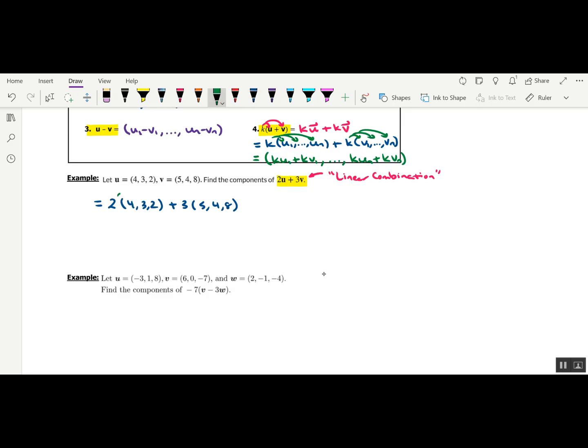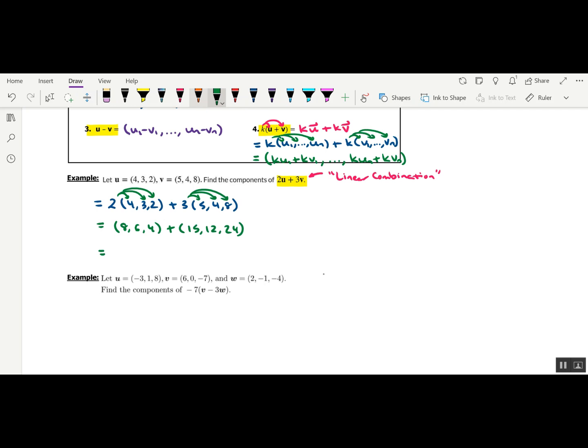Next, distribute the scalar, both the 2 and the scalar of 3, to get these vector components: 8, 6, and 4 for the first one, plus 15, 12, and 24.